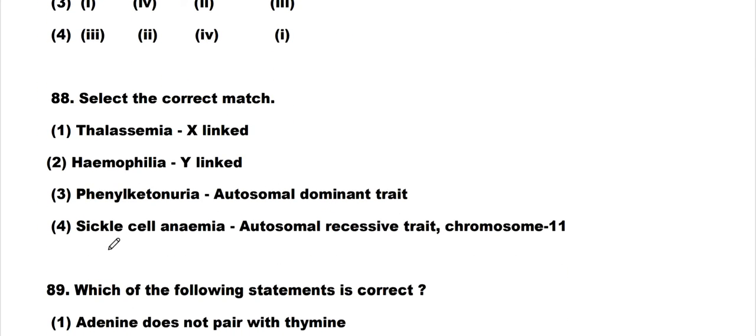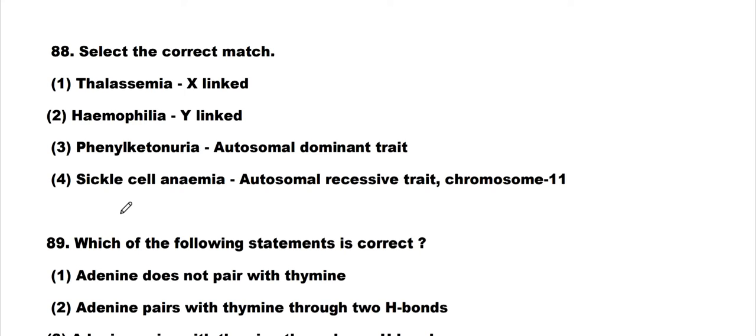Next. Select the correct statement. Question number 88. Thalassemia is X-linked. This is wrong. Next. Hemophilia is Y-linked. This is wrong because it is X-linked recessive. Phenylketonuria, autosomal is right, but it's not a dominant trait. Next, sickle cell anemia, autosomal recessive trait, chromosome number 11. Answer 4 is the correct one for question 88.